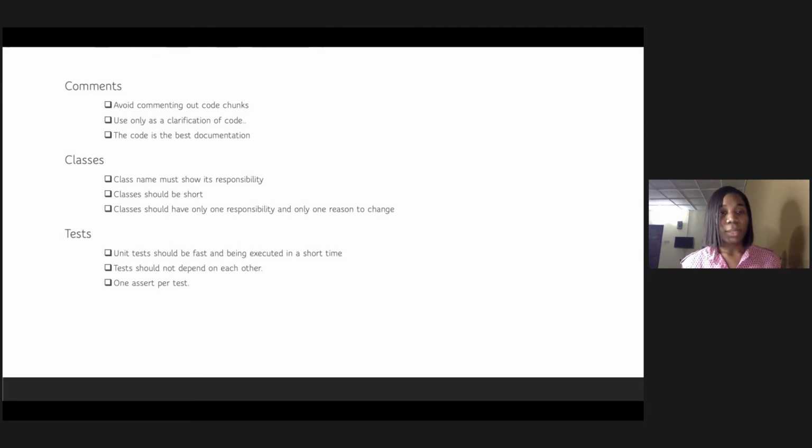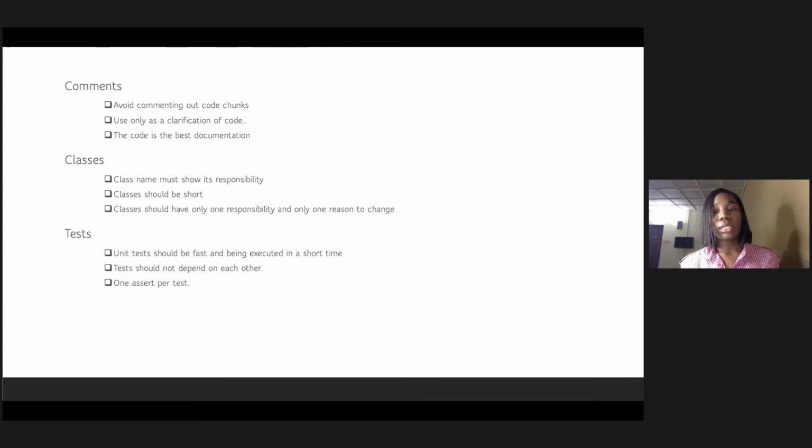And then when it comes to your classes, your class name should show its responsibility. It's always advisable to keep classes really small or as short as possible, because most of the time you tend to see classes that span out to long lines of code. And then you want your class to have only one responsibility. And in that way, it's following the single responsibility principle, whereby it doesn't really have to change as much.